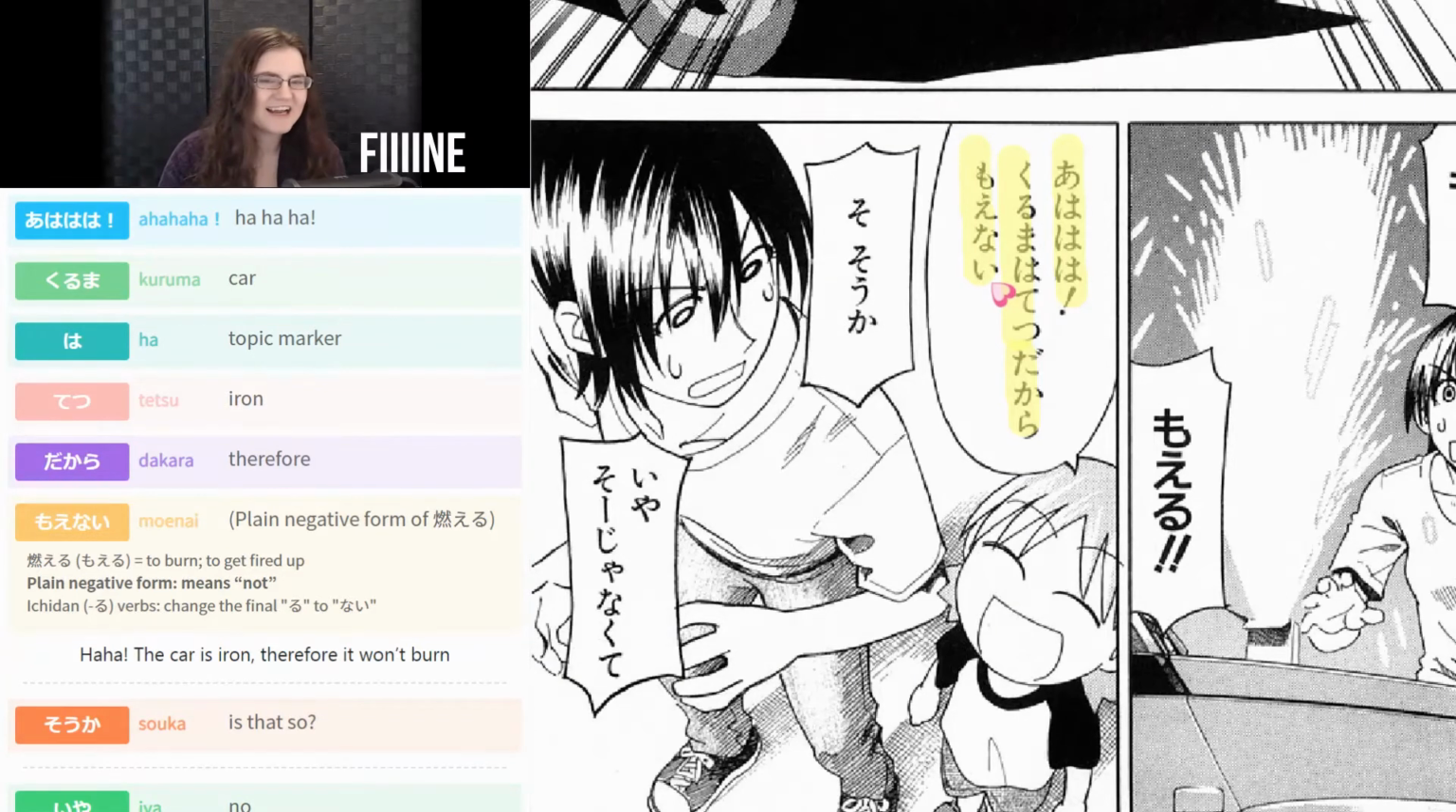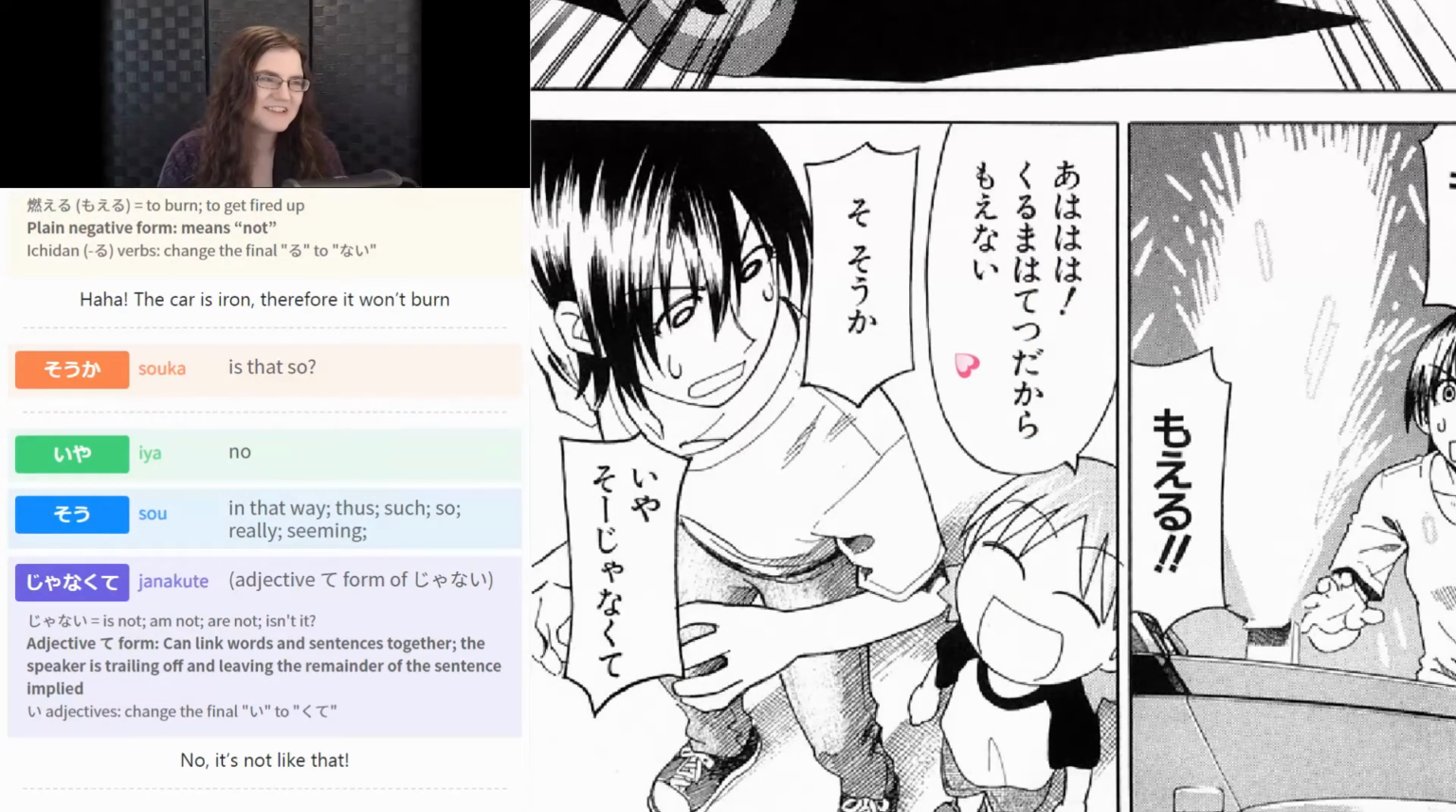You're fine. Tora is like, so ka. Yeah, so janakute. So this so here is just stuttering again. Or soka is like, oh, is that how it is? Okay, wait, no, yeah, no. So, same so from here, which is like in that way or like that.